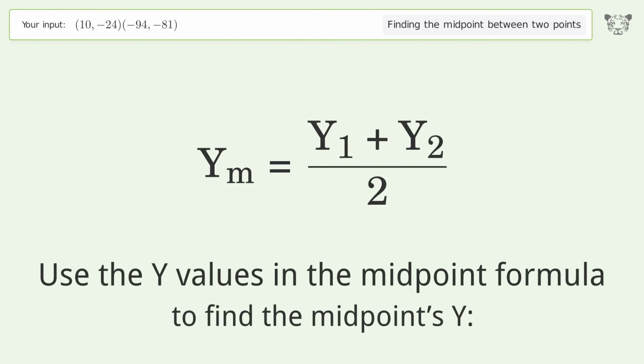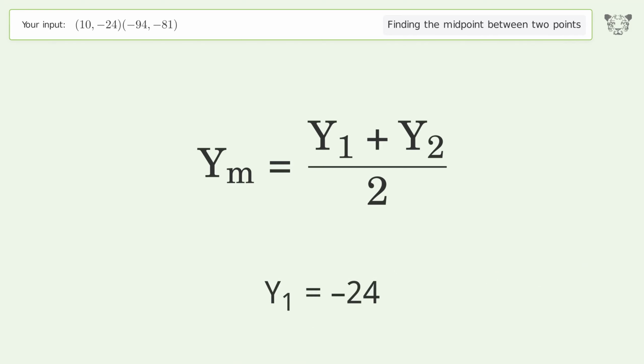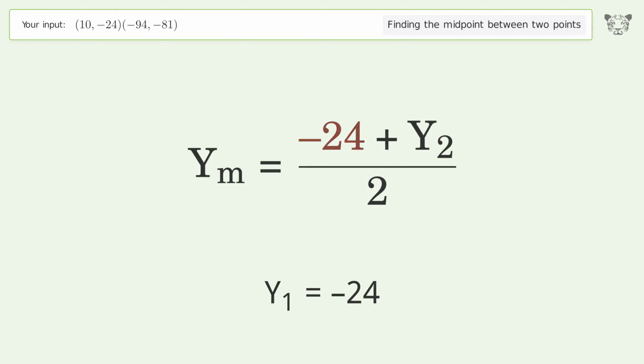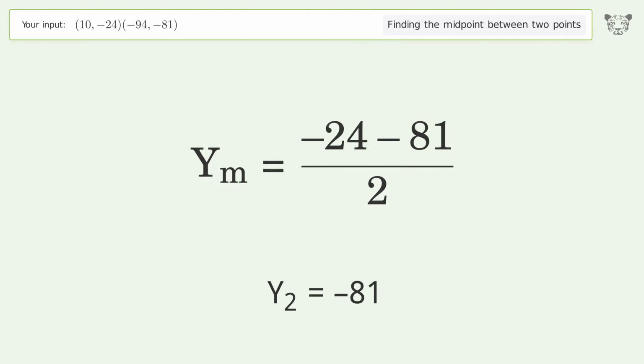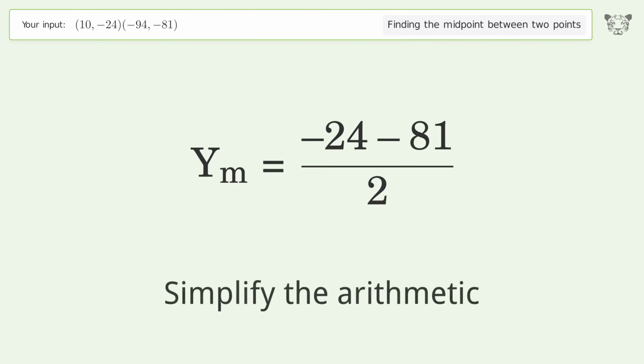Use the y values in the midpoint formula to find the midpoint's y. y1 equals -24. y2 equals -81. Simplify the arithmetic.